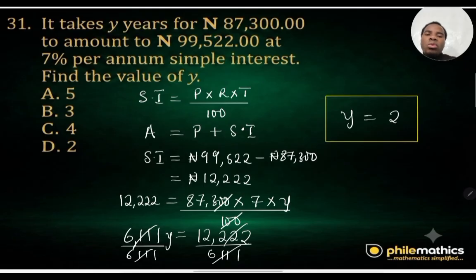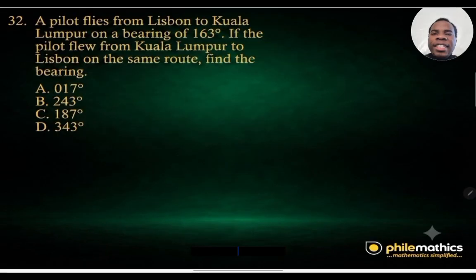So we need 2 years for 87,300 naira to amount to 99,522 naira. So the answer is D. This question tests your knowledge of bearing.